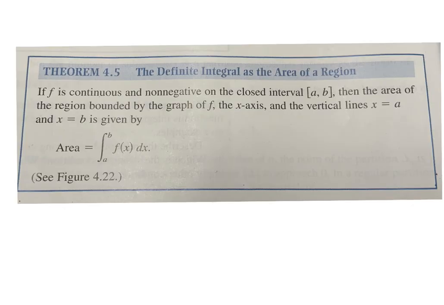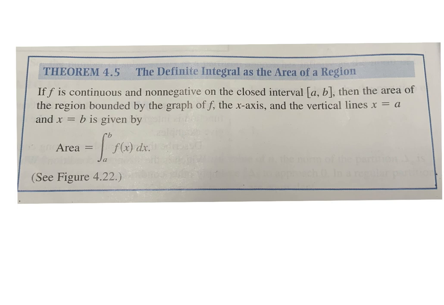This says if f is continuous and non-negative on the closed interval, then the area of the region bounded by the graph f, the x-axis, and the vertical lines x equals a and x equals b is given by this. So what they're saying is if you have a function that creates some curve between a and b, then you can use integration to calculate it.